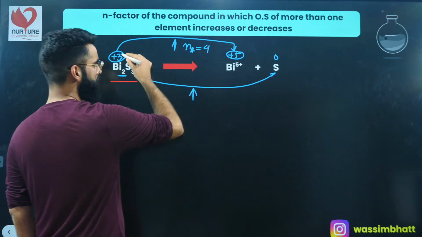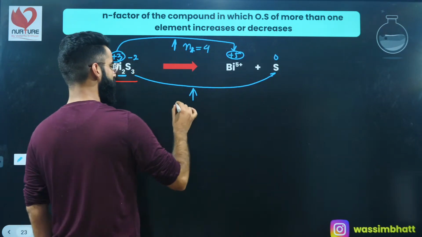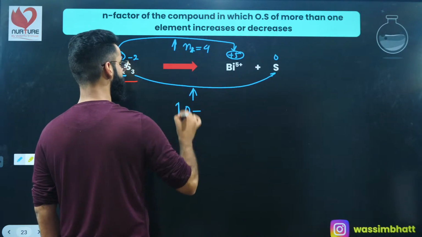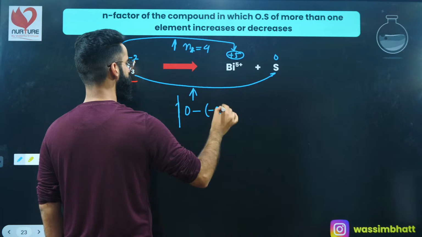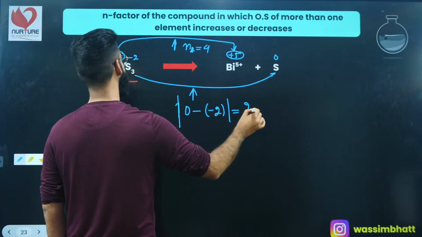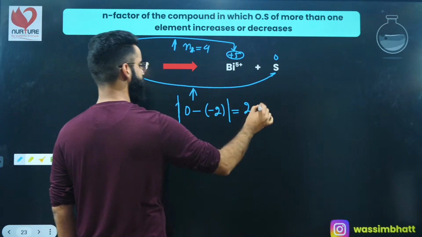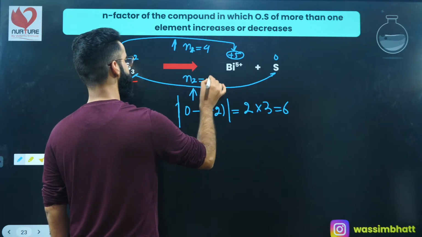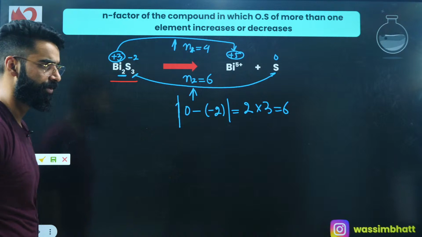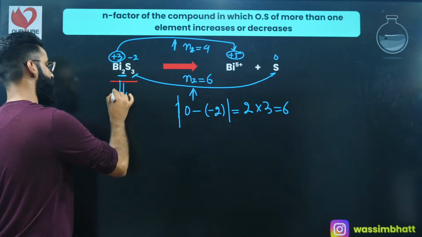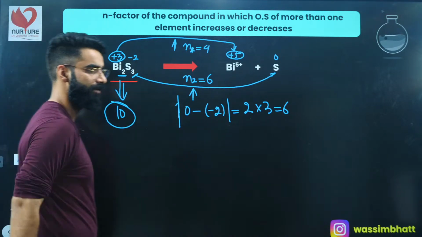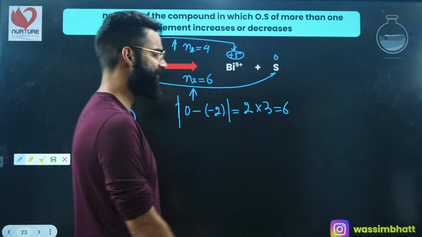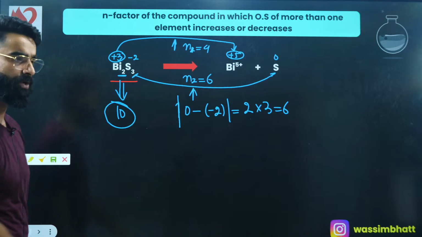What about the N2 value? -2 to 0. Calculate the change. Final, that is 0, initial, that's -2. Value comes out to be 2. 2 is the change in the oxidation state for one sulfur atom, but I have 3 sulfur atoms, so 2 multiplied by 3 is 6. So the N2 value over here is 6. I got N1, I got N2. N1 plus N2 comes out to be 10, right? So the N factor of this species will be 10. Well, if you got its N factor, you can calculate its equivalent mass, right? How come? Simply dividing its molar mass by its respective N factor, that's all, yeah?